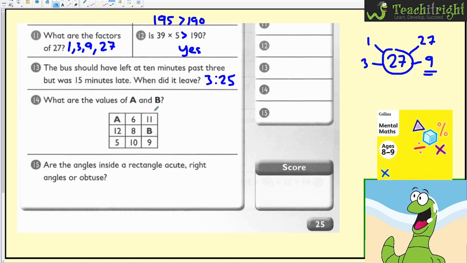What are the values of A and B? So I think this is assuming it's another one of these grids. So looking at that middle row, we can see you've got 10 plus 8, which is 18, plus 6, which is 24. So I'm guessing these add up to 24. I might just check it by going across. 10, 9, and 5 is also 24. Yep, so it's another one of those magic squares.